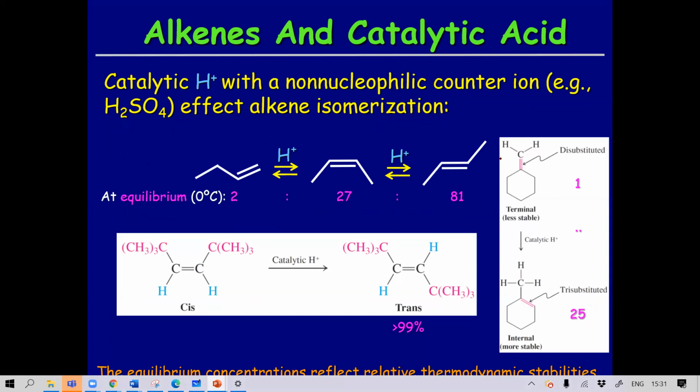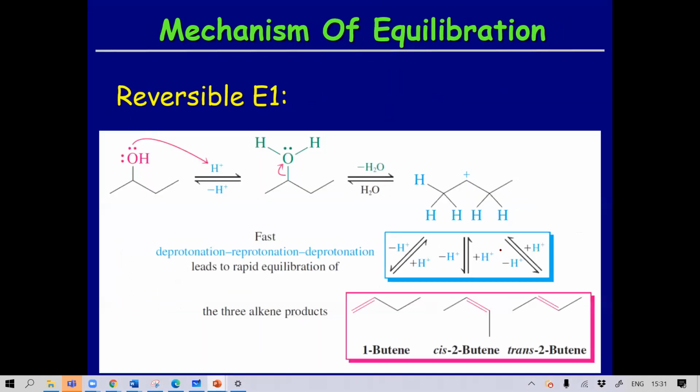If you have an alkene such as butene, or but-1-ene, rest assured that but-1-ene is not going to exist in solution for long. Because it will easily end up becoming but-2-ene.